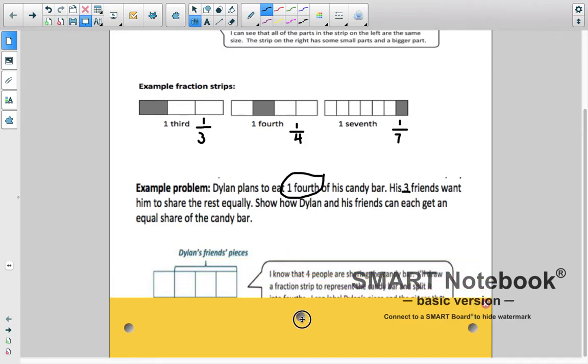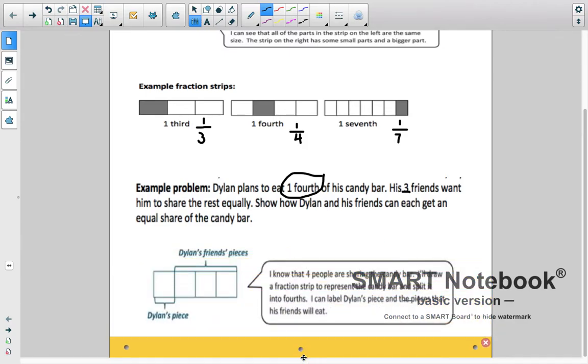So let's look at what they did. I know that there's 4 people. We have Dylan and his 3 friends. 3 plus 1 equals 4. So they have 1, 2, 3, 4. And it says that they want to share the candy bar equally.